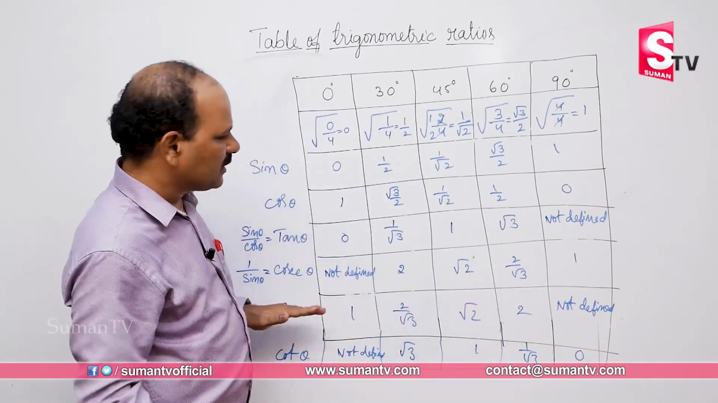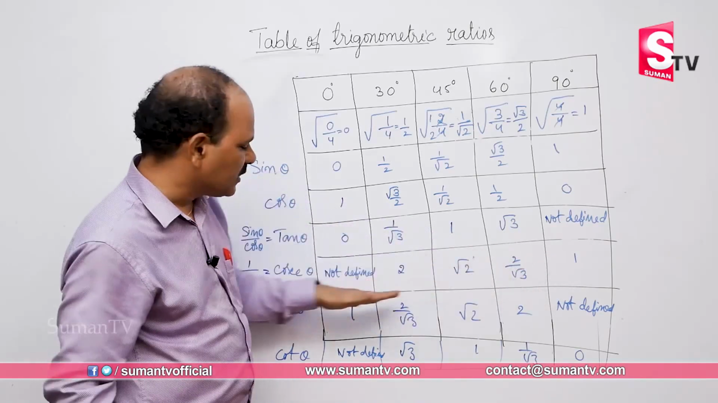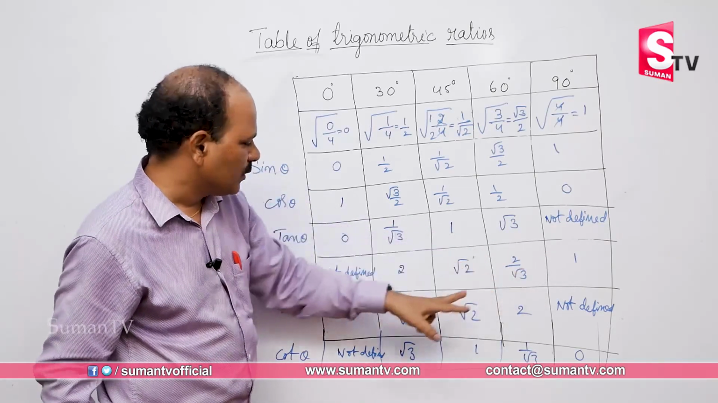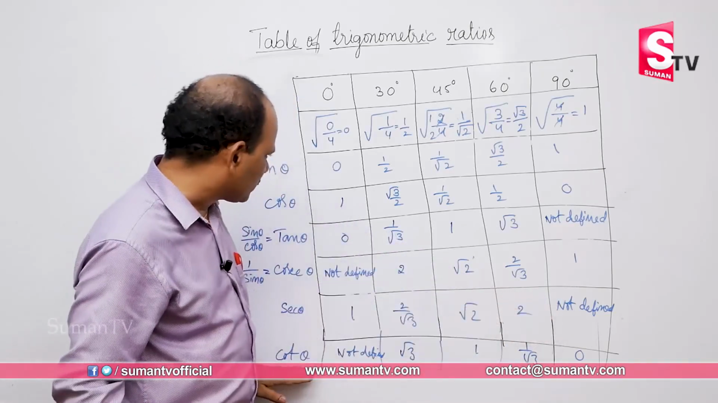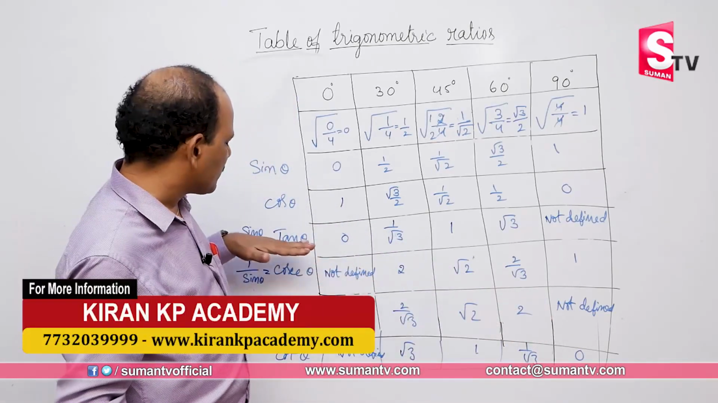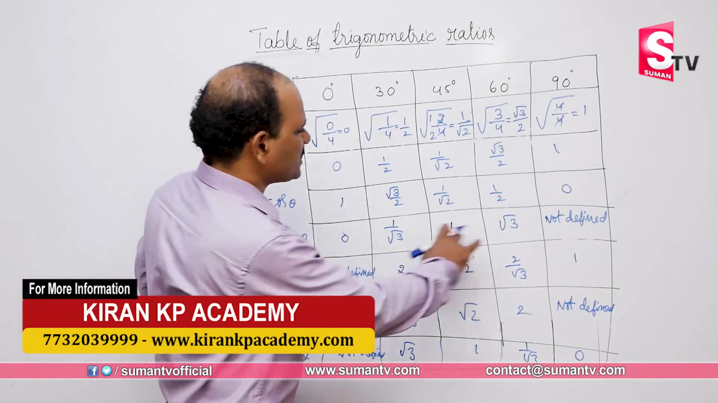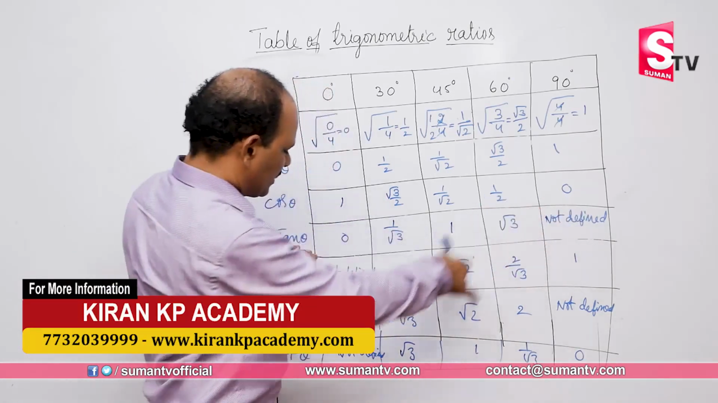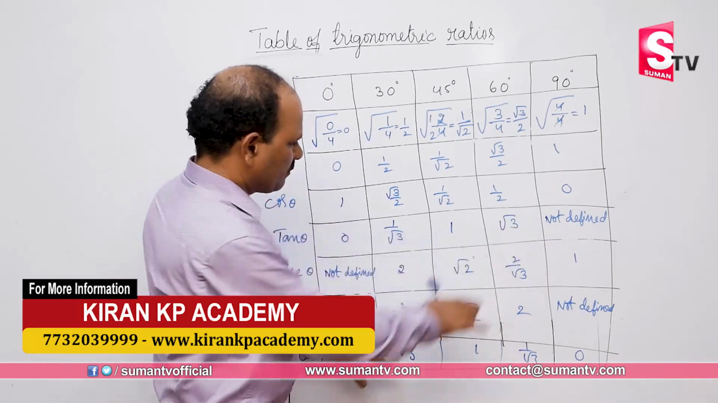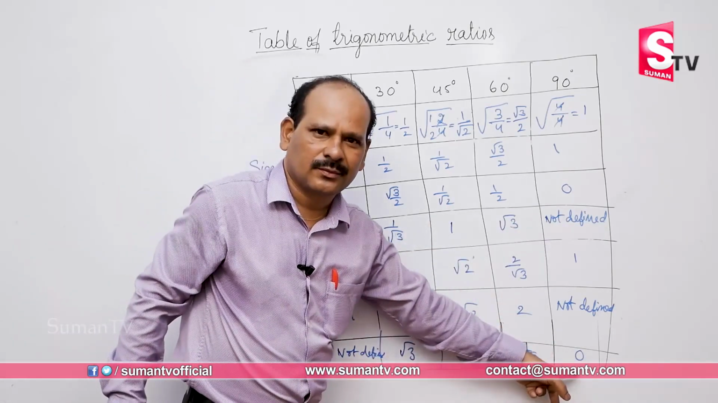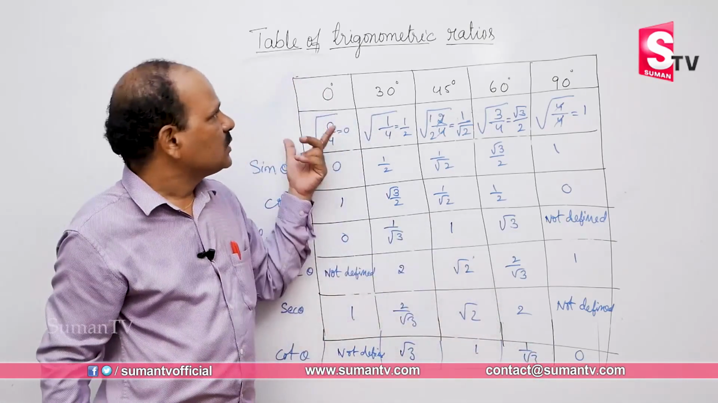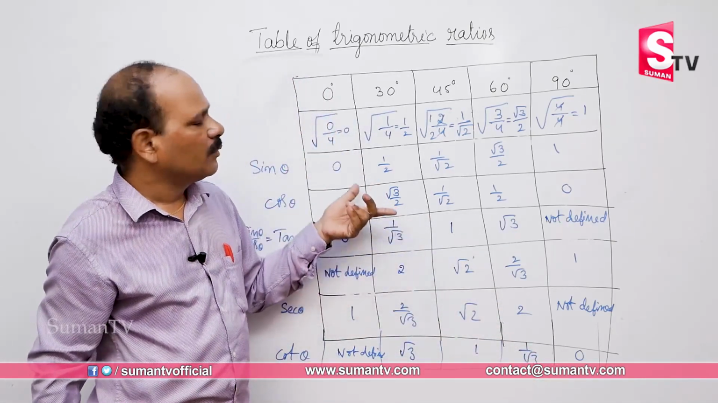For secant theta, just write these values in the reverse order: 1, 2 by root 3, root 2, 2, and not defined. For cot theta also, write reverse order of tan theta values. Write in reverse order: not defined, root 3, 1, 1 by root 3, 0. Okay. Like this, you can form the trigonometrical table within 5 to 6 minutes.